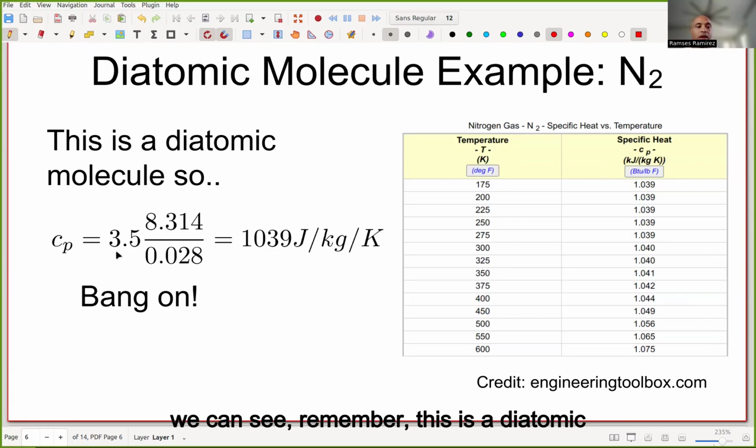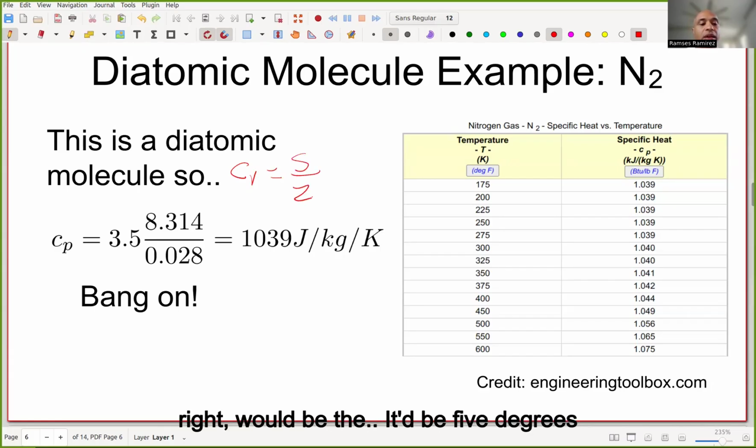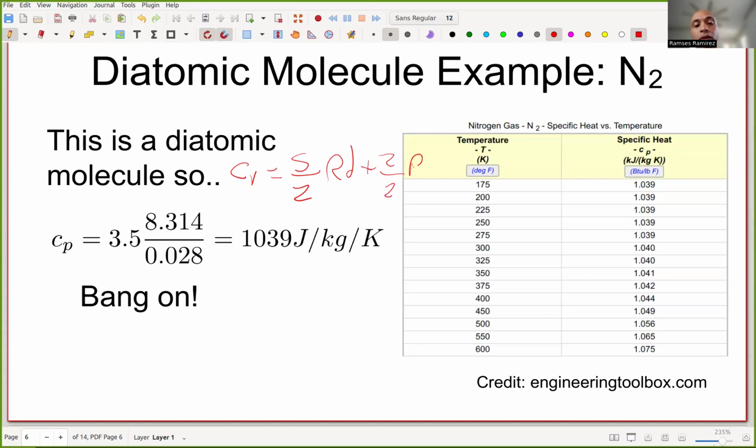And remember, this is a diatomic molecule, so it's got 5 degrees of freedom. So C sub V would have 5 halves R, it'd be 5 in that numerator. But you add an extra 2/2 R and you get 7/2 R, which is 3.5 R. And at 28 grams per mole, you get something like 1,040 joules per kilogram per Kelvin.